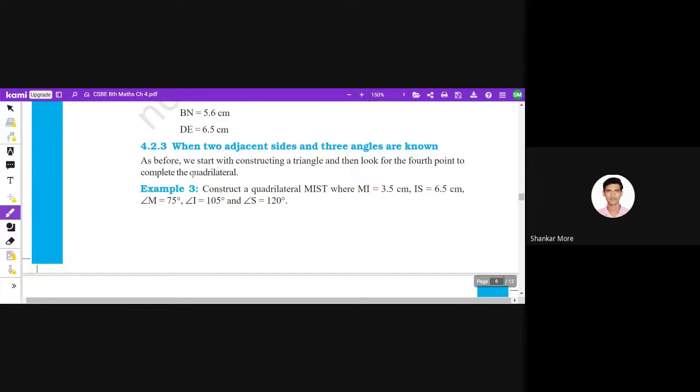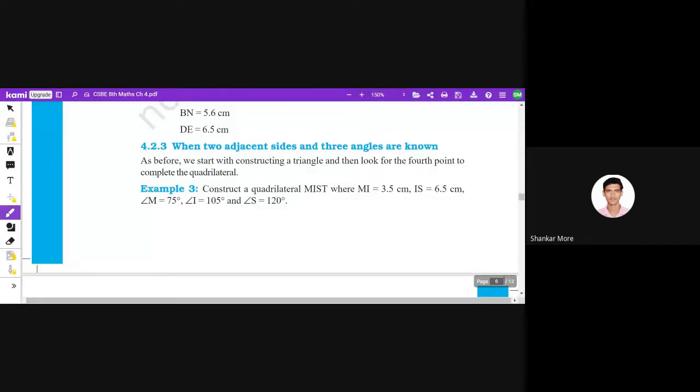So before we start with constructing a triangle and then look for the fourth point to complete the quadrilateral, we have to construct a quadrilateral MIST, where MI is 3.5 centimeter, IS is 6.5 centimeter, angle M is 75 degree, angle I is 105 degree, and angle S is 120 degrees.